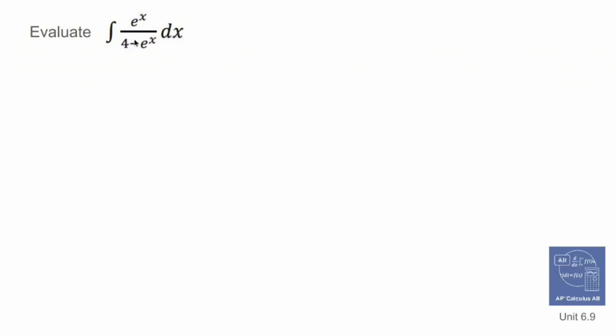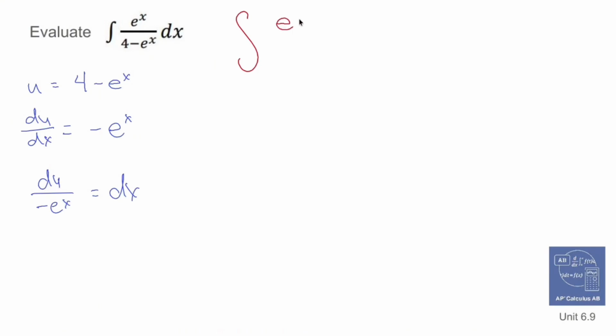Evaluate the integral of e to the x over 4 minus e to the x. When I see something like this, I'm thinking quotient rule, and that's no good. So we're doing u substitution. Let u equal the guy on the bottom so that the 4 will disappear. So du dx is going to equal negative e to the x. Flip-flop the dx and the negative e to the x, so du over negative e to the x equals dx.